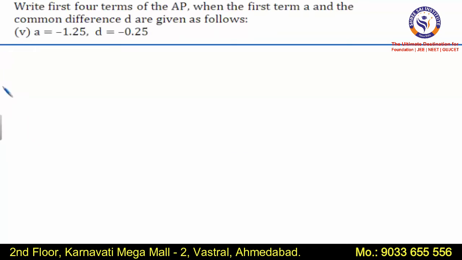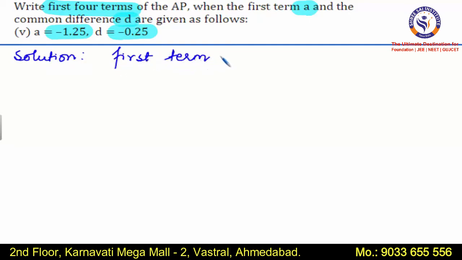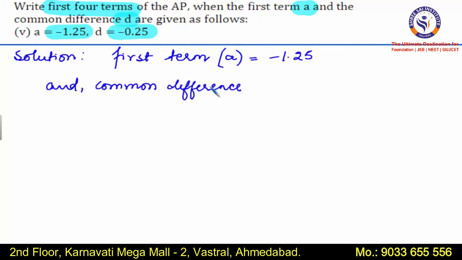In this question, we have to find the first 4 terms of the AP when the first term A is -1.25 and the common difference D is -0.25. Let's begin with the solution. And here we are given the first term, denoting it by A, is equal to -1.25 and the common difference D, which is equal to -0.25.